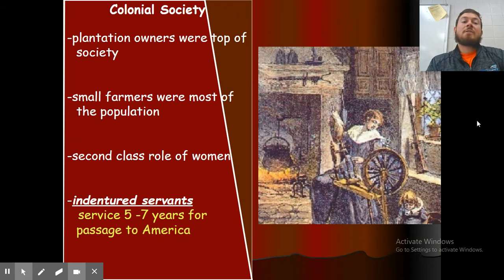Colonial society: plantation owners were top of society because they were the wealthiest and they owned the most land. Small farmers were most of the population, people who owned 50 to 100 acres of farmland. The second class was basically the role of women. And then at the bottom of the rung were indentured servants and slaves. Indentured servants paid their way to America with 5 to 7 years' worth of service. And slaves usually never had a chance to leave slavery.